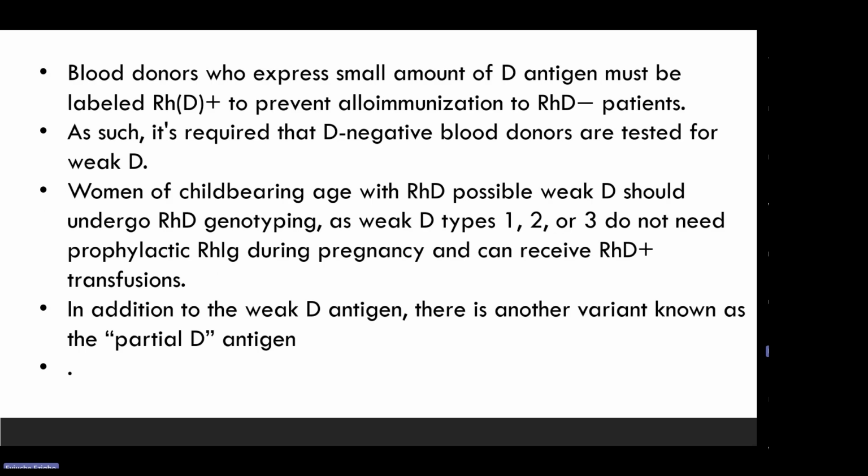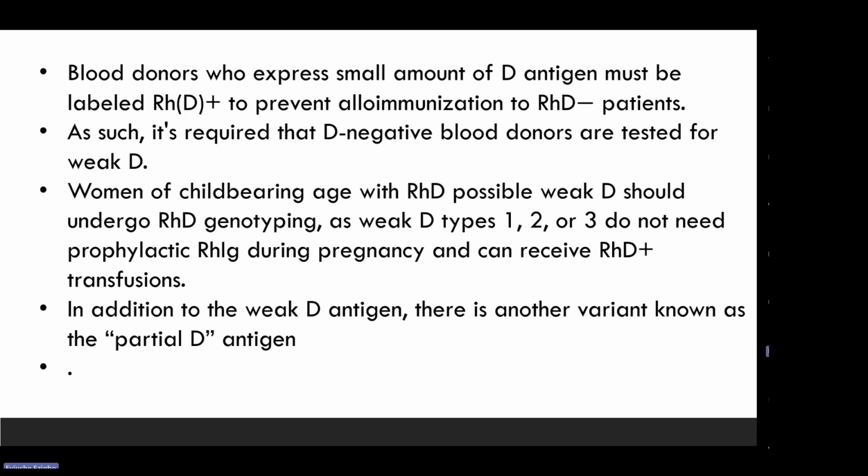So blood donors who express small amounts of D antigen, whose D antigen reacts weakly, must be labeled D positive to prevent alloimmunization to Rh negative patients. I hope that is clear. As such, it requires that D negative blood donors are tested for weak D. So when a donor presents to the clinic and says he is Rh D negative, he should be screened properly to make sure that he is not weak D. Because if he is weak D and a patient is given that blood, it will elicit an immune reaction.